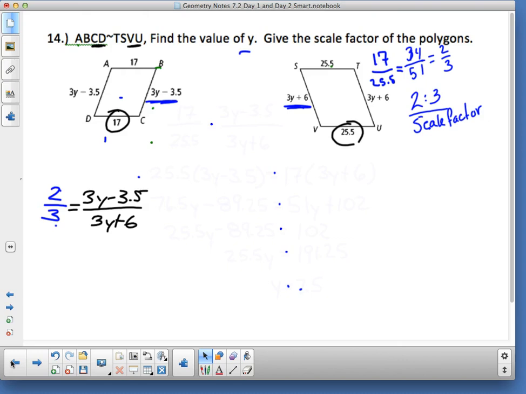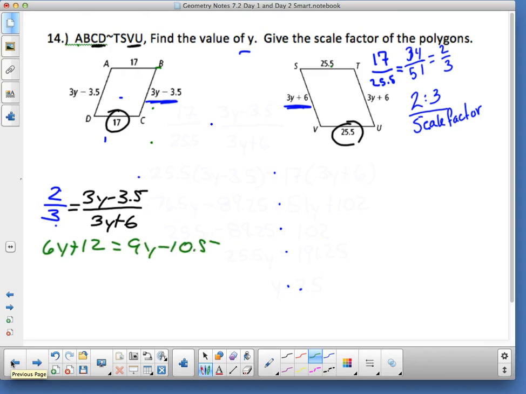Now, after you get that solve going on, I got 6y plus 12 equal 9y minus 10.5. I've got 22.5 is equal to 3y after I subtract, and I got 7.5 is equal to y. Okay? So, works out pretty slick, right?